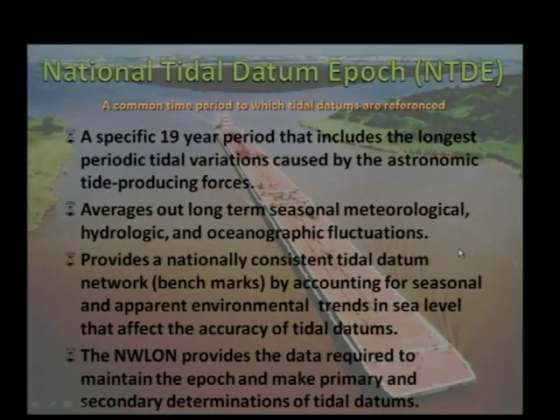I've used the word epoch previously, and just to make clear that this epoch is not the same as a geodetic epoch. A tidal epoch is a 19-year period that represents the longest period that are produced by the astronomic forces. It does average out the seasonal and meteorological forces that impact things, such as El Niño or La Niñas. And it provides a consistent tidal datum for any tide gauge in the system, the National Water Level Observation Network. And so it's a way to have a consistent basis for your tidal datums.